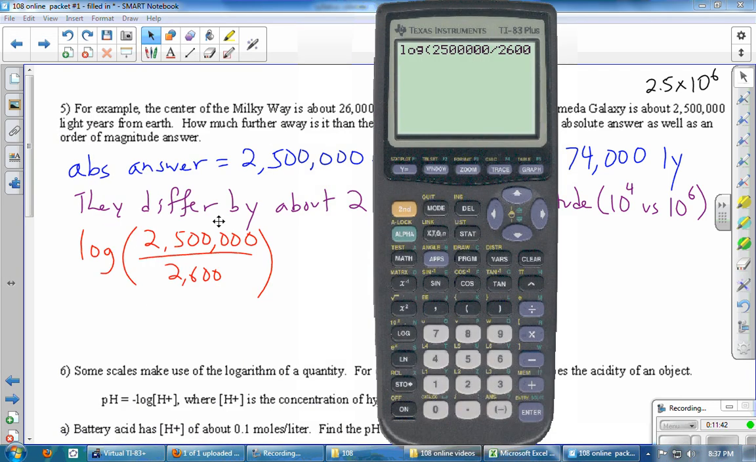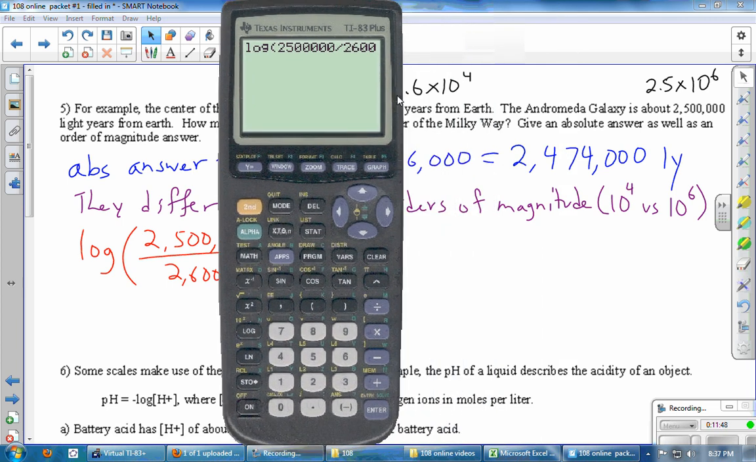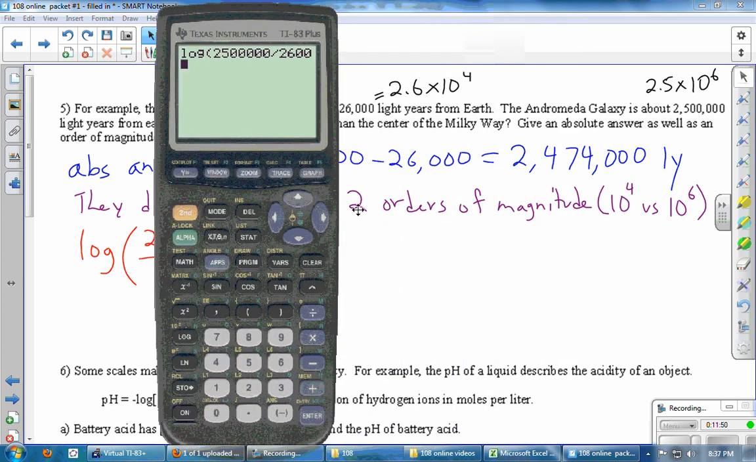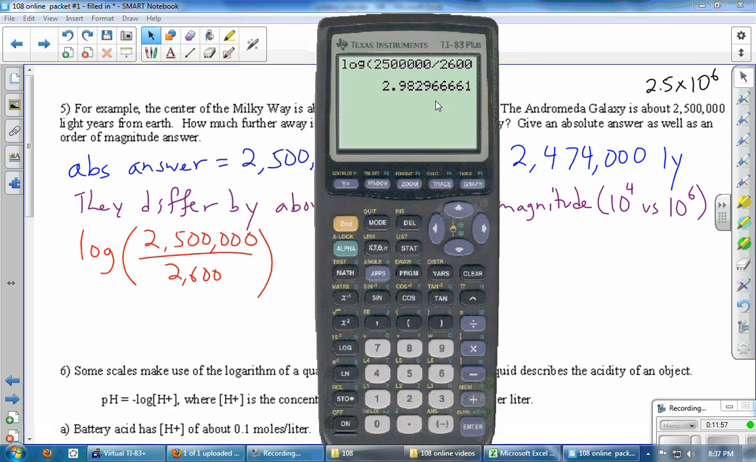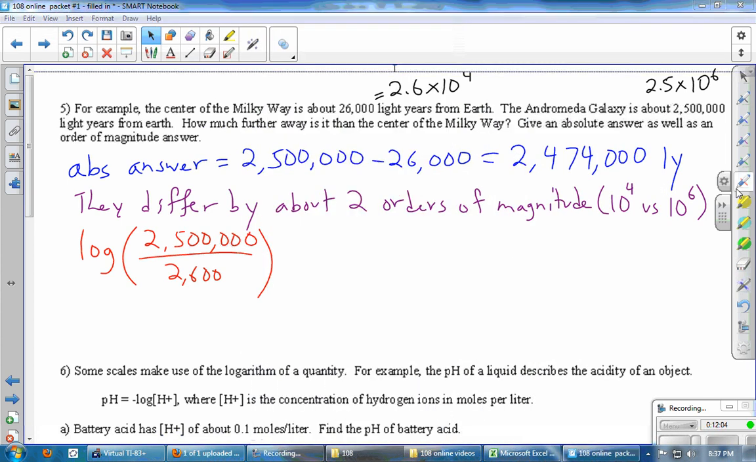So I'm typing in my log of the ratio, and that crazy sentence promises me that this is going to be the number of orders of magnitude they differ by. We're expecting something almost 2, but a little less than 2. What did we do wrong here? 1, 2, 3, 4, 5. Oh, not enough zeros in the bottom. It should be 26,000, not 2,600.